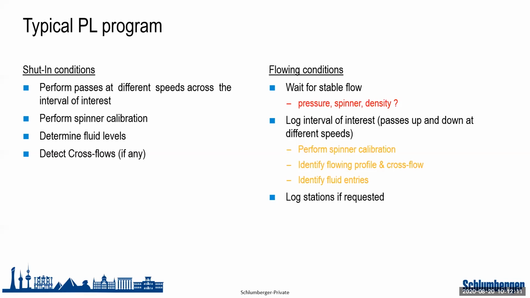Now, once we open the well to production, we need to wait for the flow to be stable. Typically, we understand that by looking at our pressure sensor, and also the spinner, temperature, and density. We see that our pressure is constant, and then we can start to perform up and down passes at different speeds across the logging interval. In this case also, the purpose of these passes is to identify the flow profile, to identify the fluid entries, and again to help us with the spinner calibration.